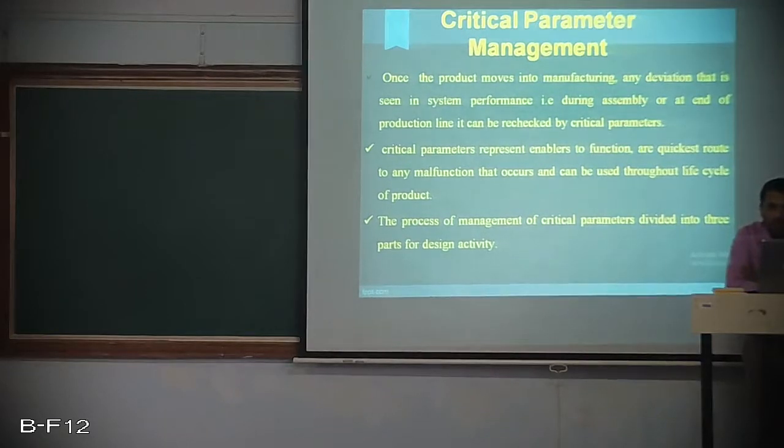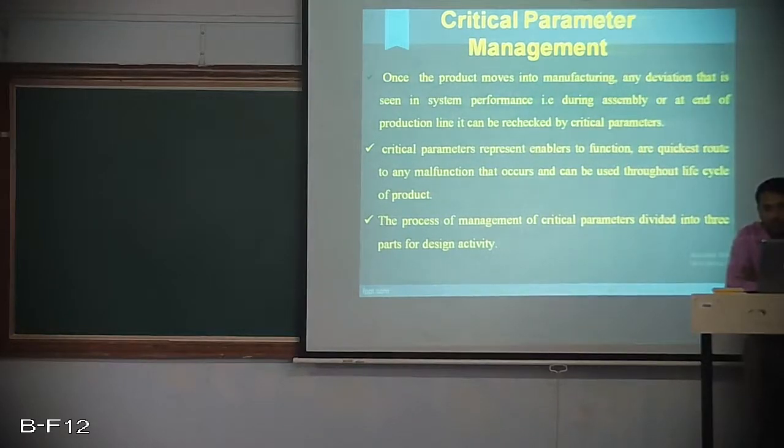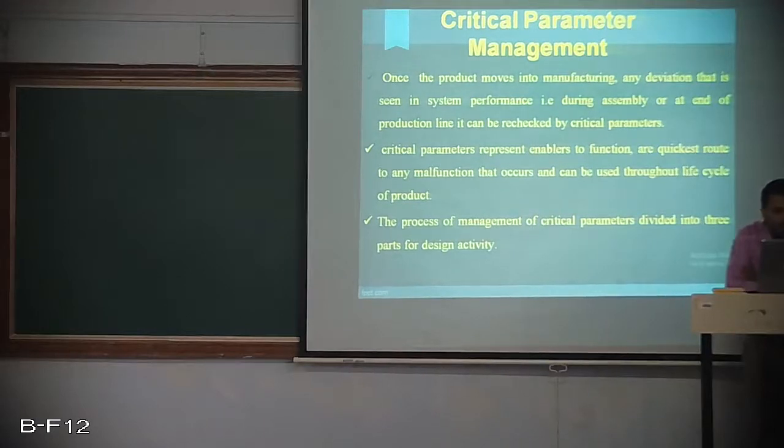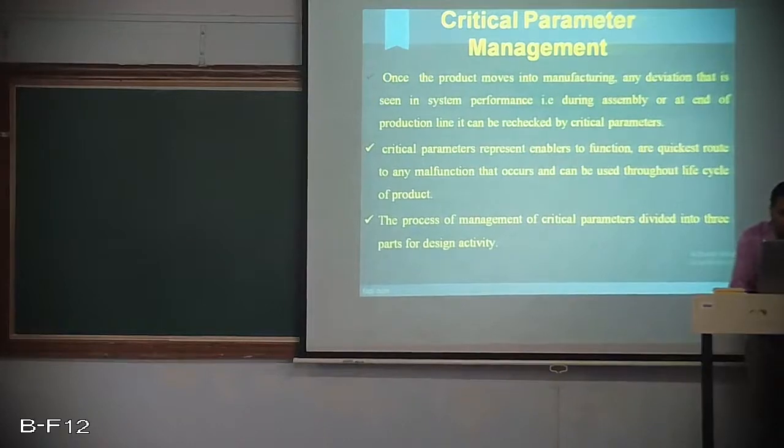So that can be avoided. Hence, if the critical dimensions are produced well within the tolerance zone or well within the specifications, then that will improve the product life cycle. The process of management of critical parameters is divided into three parts for design activity.